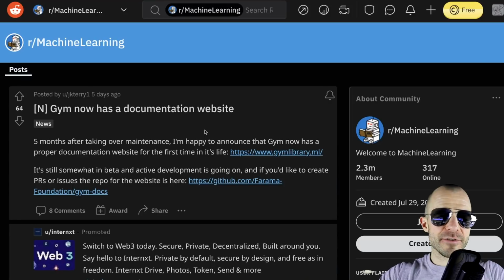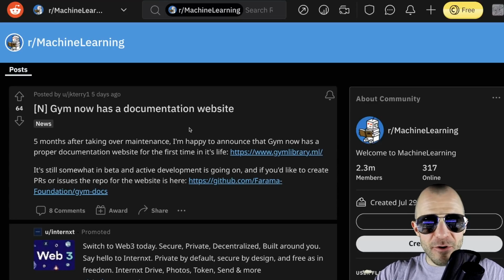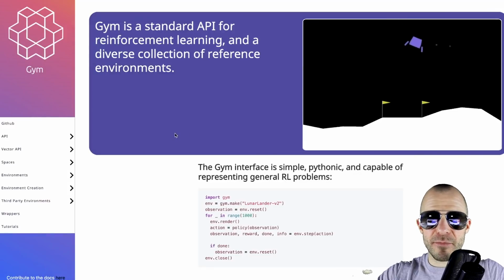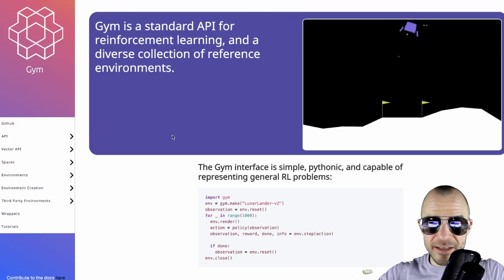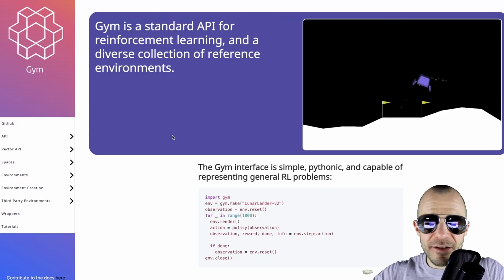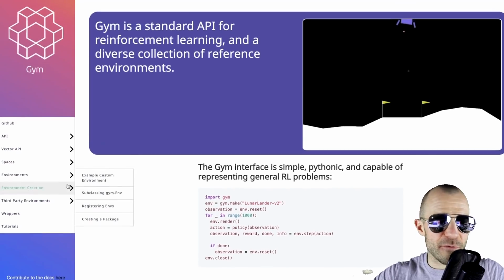And lastly, Reddit user JKTerry1 writes that 5 months after taking over maintenance, I'm happy to announce that Gym now has a proper documentation website for the first time in its life. If you don't know, Gym is a project started by OpenAI and then abandoned by OpenAI and has been taken up by an open source developer who was kind enough to continue this project. And now under gymlibrary.ml, you can find proper documentation for the Gym library. Now, given how prevalent Gym still is, this is pretty cool.